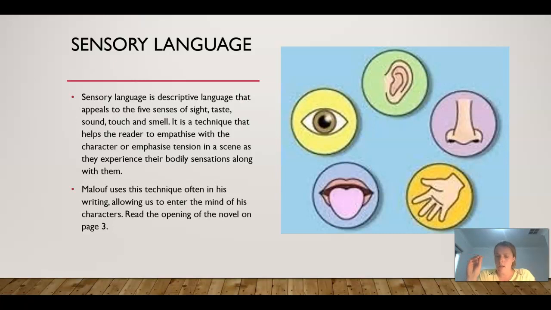But put me in that moment through the senses. Malouf uses this technique a lot. I'll get you to do this on your own. Read the opening of the novel on page 3. So quickly do that now. Pause it here. Read page 3, and then we'll continue this. So pause now.